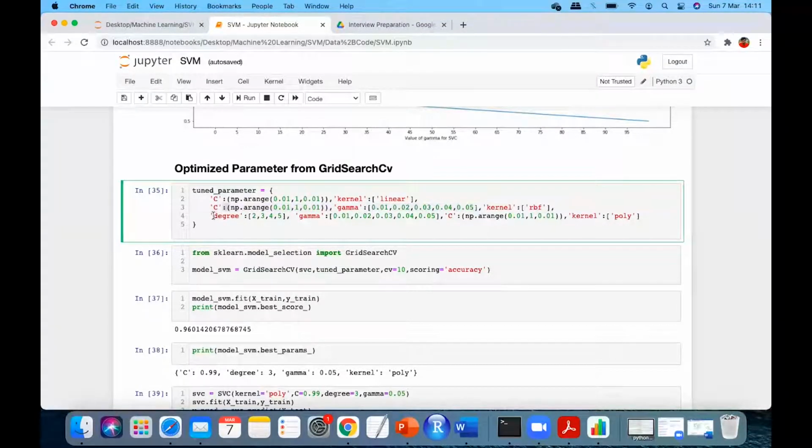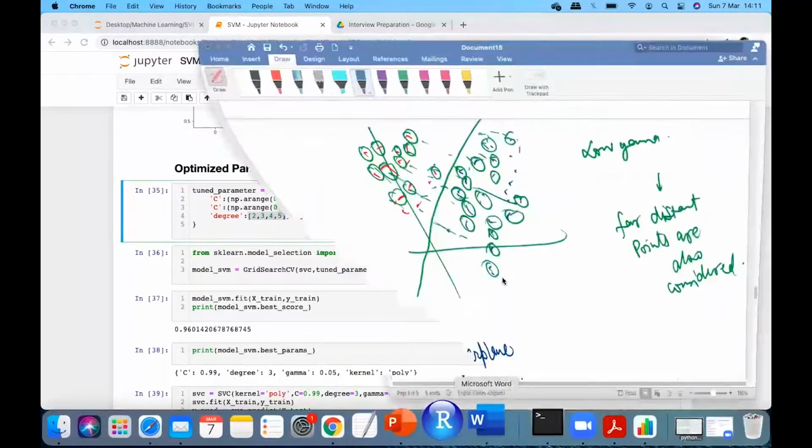Also degree. So what is the degree? Whenever I'm giving polynomial as a kernel, I have to give degree also. Correct? Why? See, if I don't give it, then it will keep on going to 6th degree, 7th degree, 8th degree. What is the degree of a polynomial?